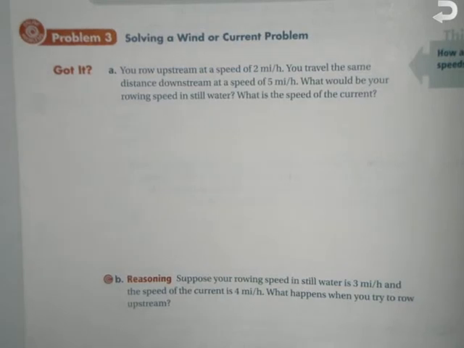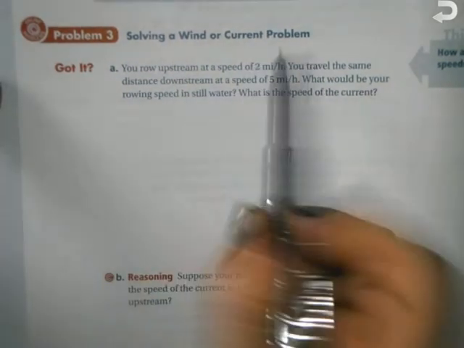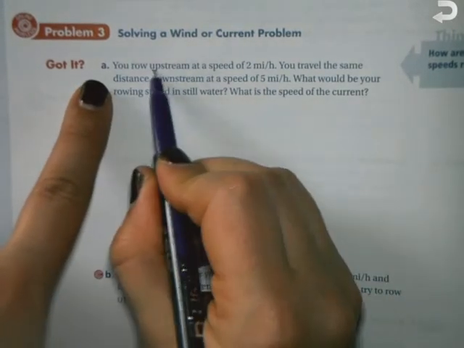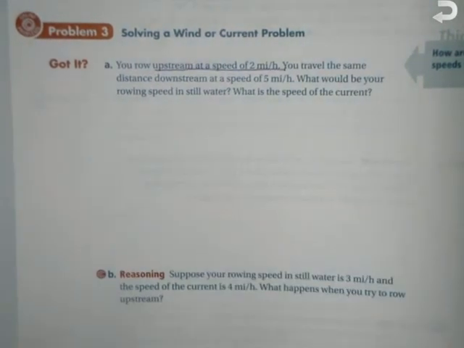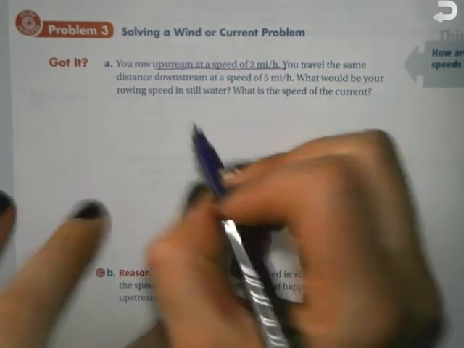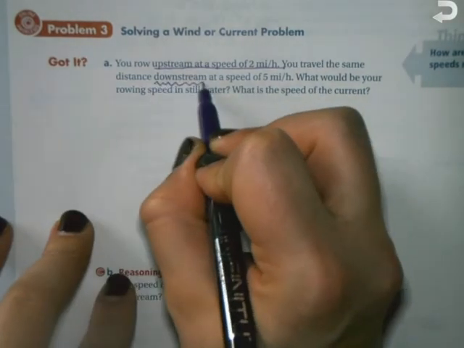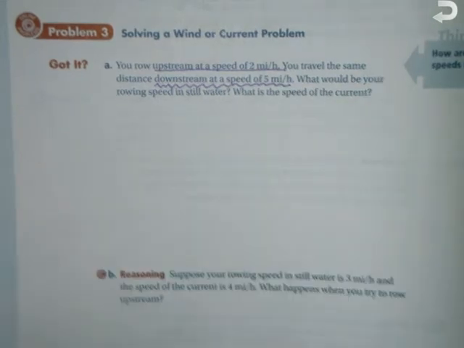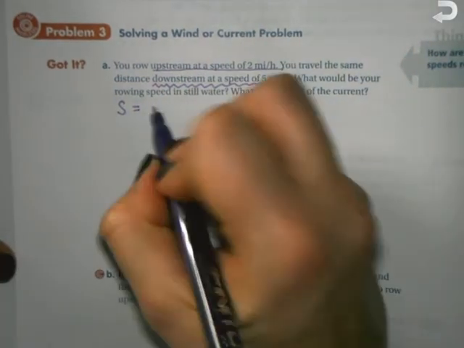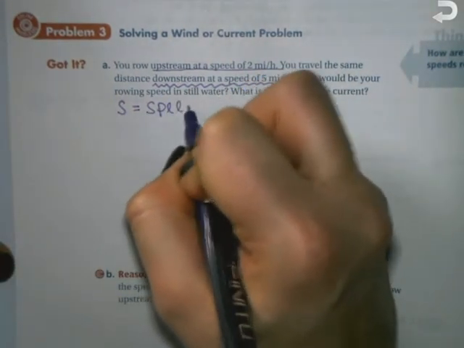So the last one, example 3, we're going to solve, this one's a current problem. So let's read the problem. You row upstream at a speed of 2 miles per hour. You travel the same distance downstream at a speed of 5 miles per hour. What would be your rowing speed in still water? So that's what we want to solve for. So let's call it S. And S is going to be my speed in still water.